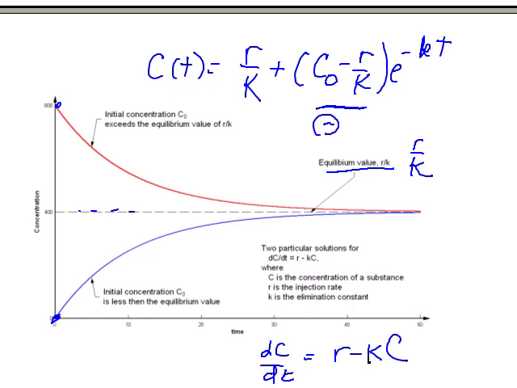If you start with a concentration greater than what is being infused, then as time goes on, your concentration will decrease and approach the equilibrium value of R over K.